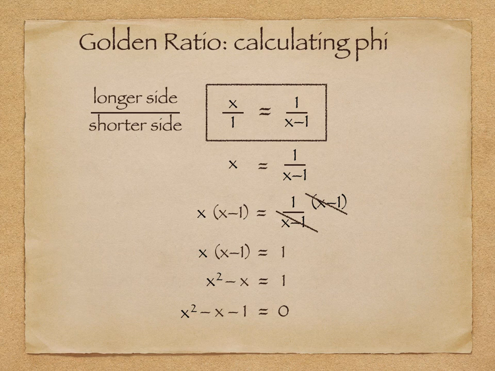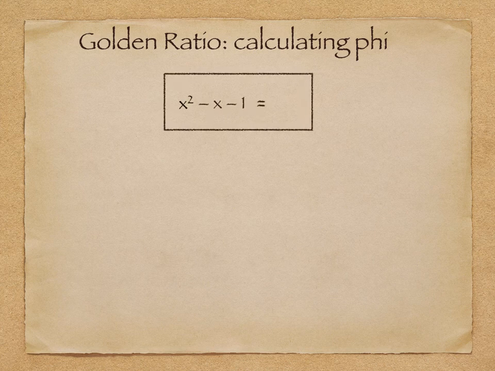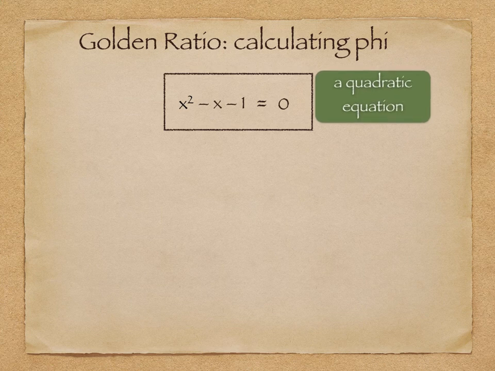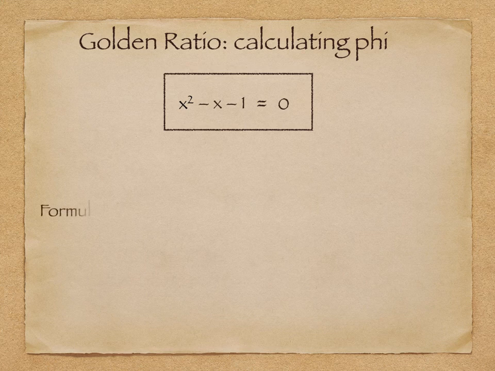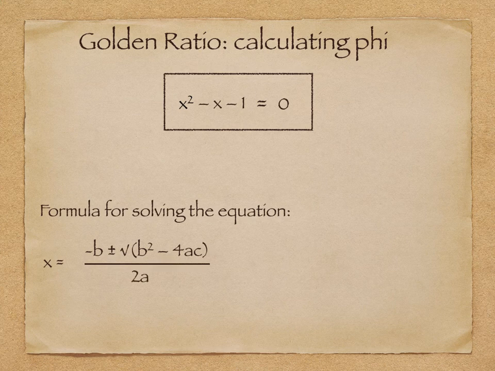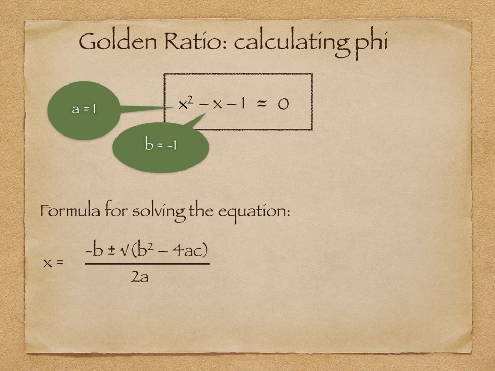And if I can solve this equation for x, I've found the numerical value of this mysterious number phi. But how can I solve an equation like this? Well, it has an x squared term, an x term, and a number term, so it's a quadratic equation. And there's a special formula for solving these sorts of equations that involve the letters a, b, and c. A is the number of x squareds, which in this case is 1. B is the number of x's, which here is -1. And the c is the number term, also -1.